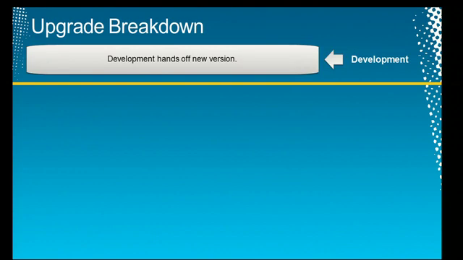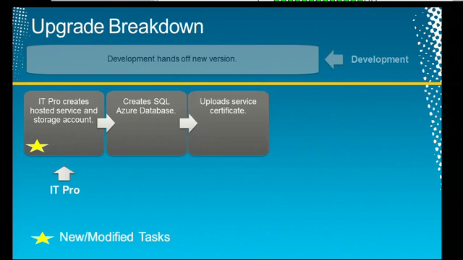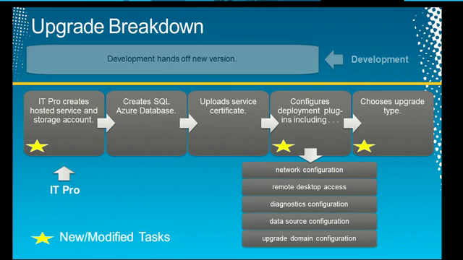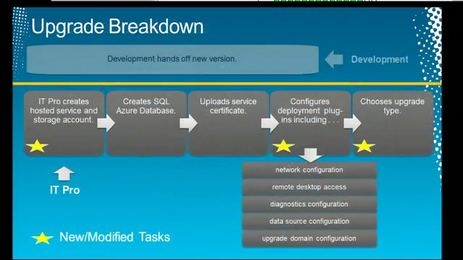So what does that look like from our deployment standpoint? It's the exact same process that we ran the first time. Developer creates this stuff, hands it to you. You create a new storage account or whatever you need necessary. Probably use the same hosted service account. You deploy that up, create any database application, upload your certificates, do any Windows Azure connected settings that you need to do, or maybe remote desktop, do your diagnostics configuration, right? Choose the upgrade type, and there you go. You're off and running.